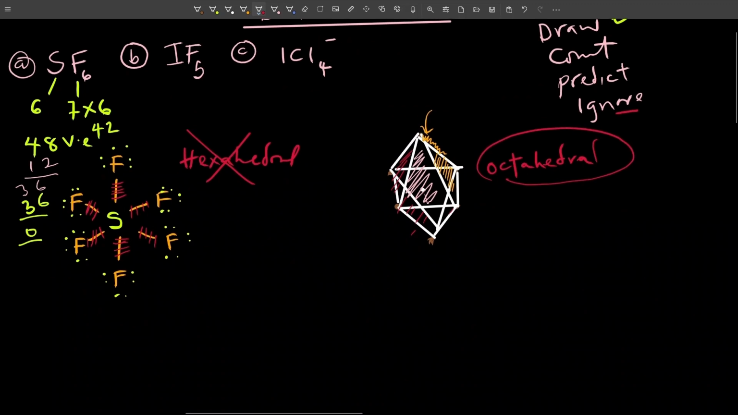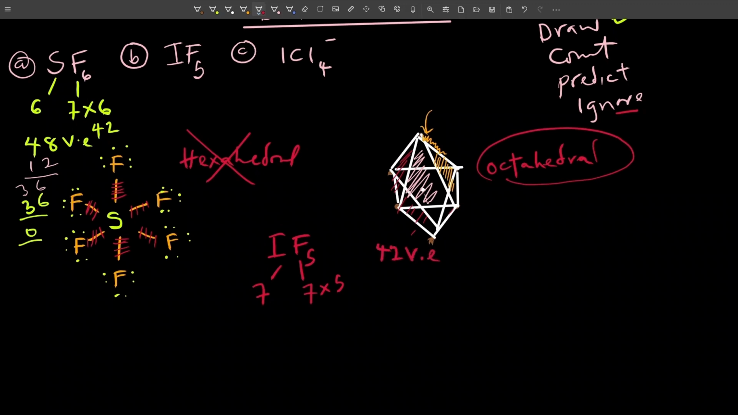Let's take a look at IF5. For IF5, I has 7 valence electrons. F also has 7 valence electrons times 5. That's 35, plus 7, gives me 42 valence electrons.